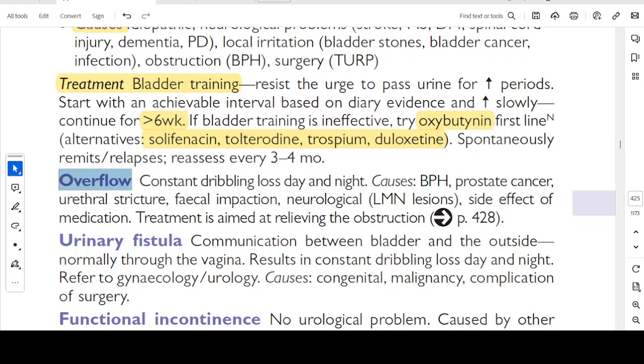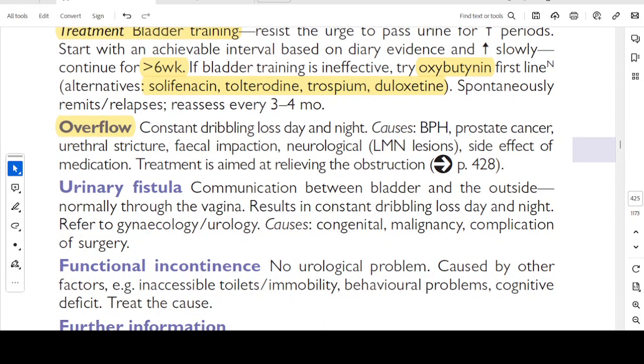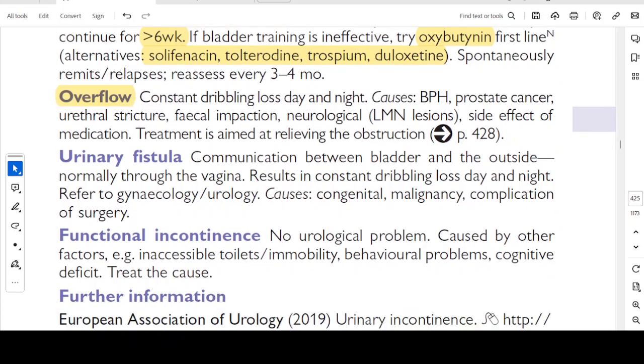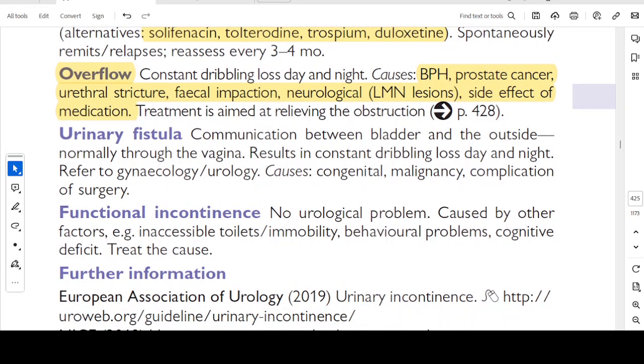Overflow incontinence. Constant dribbling, loss day or night. Causes are BPH, prostate cancer, urethral stricture, fecal impaction, neurological lesions, lower motor neuron lesions, side effects of medication. Treatment is aimed at relieving the obstruction. So there is some kind of obstruction to complete voiding. So there will be continuous dribbling day and night because of an overly filled bladder and improper voiding.